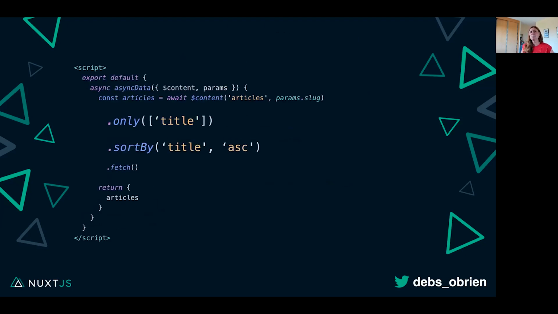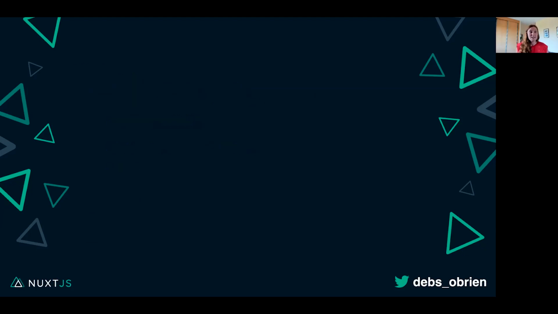Okay, so we can do a little bit more than that, right? So we can basically say that you only want the title. And then maybe for a navigation, for example, you could only get the title, sort it by the title, fetch that, and there you go. Then you can use that in a different page. Really, really cool.